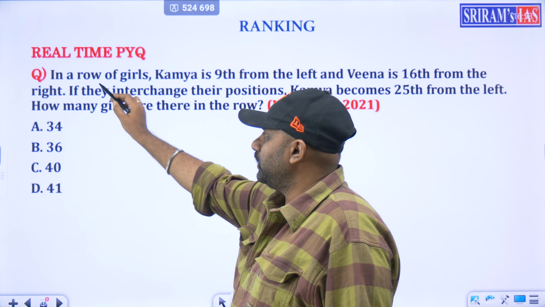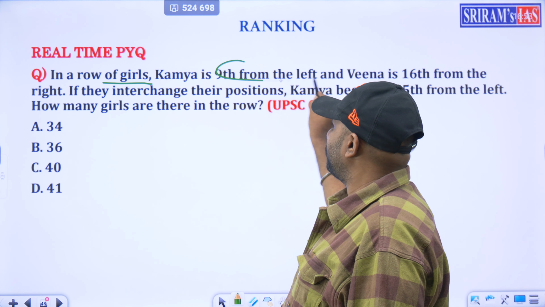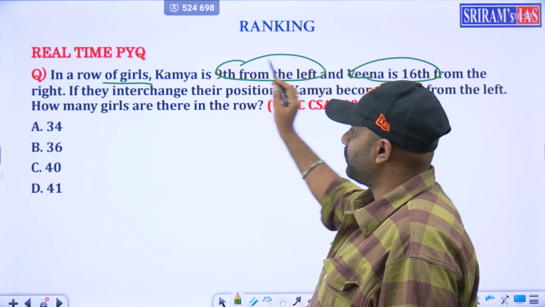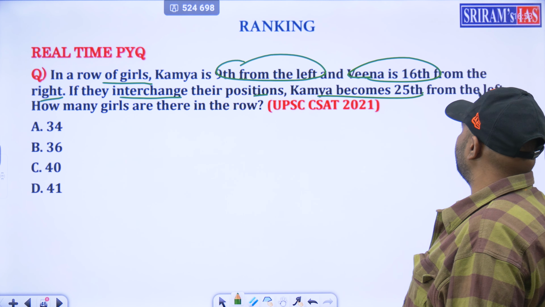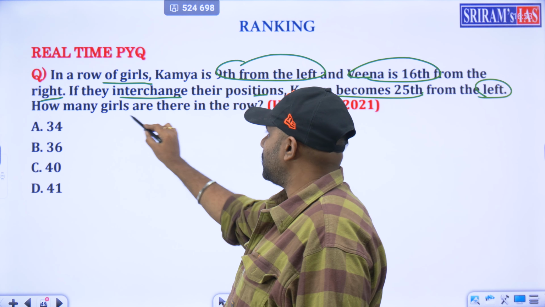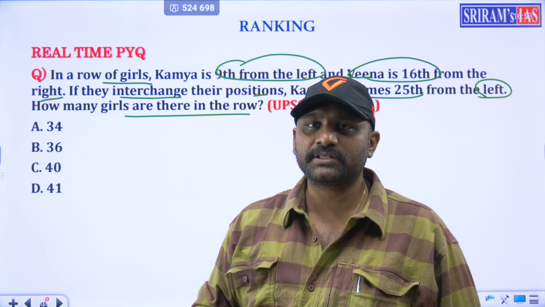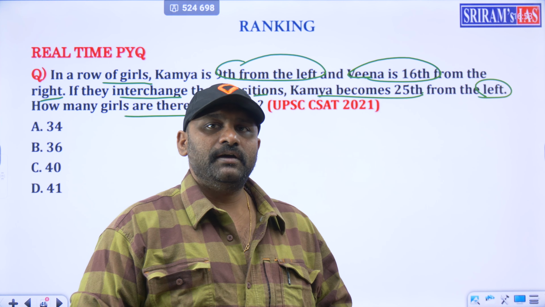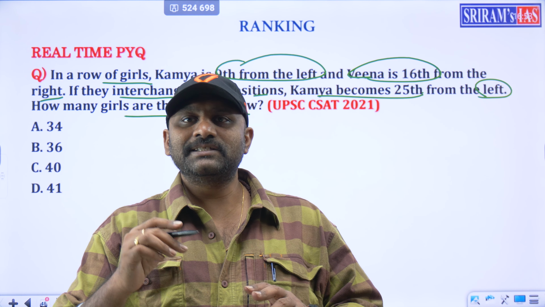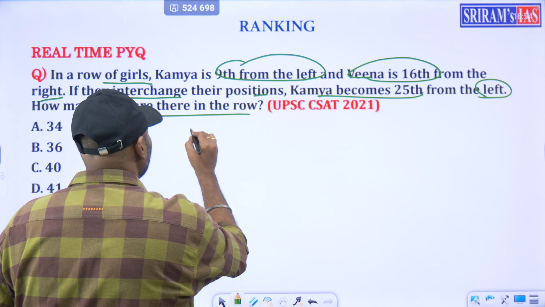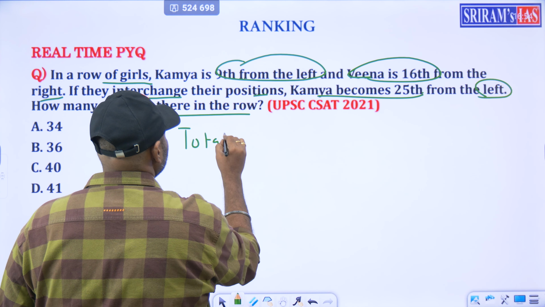First, in a row of girls, Kamya is 9th from left and Veena is 16th from right. If they interchange their positions, Kamya becomes 25th from left. And how many girls are there in the row? So whenever such kind of questions come, pick one common person and check their position from left and right, okay, and subtract 1. So whenever you want total number of people, always remember this.